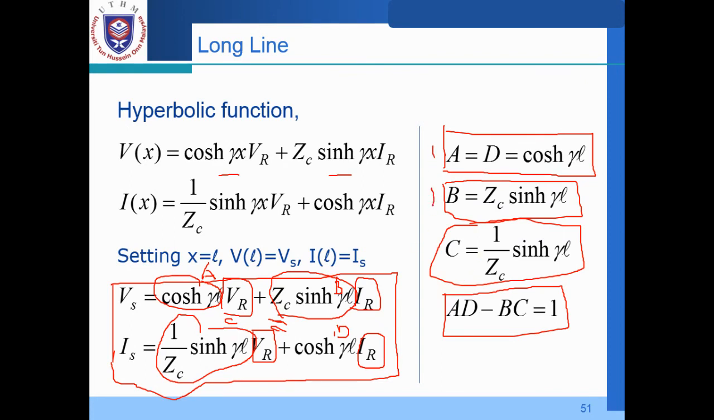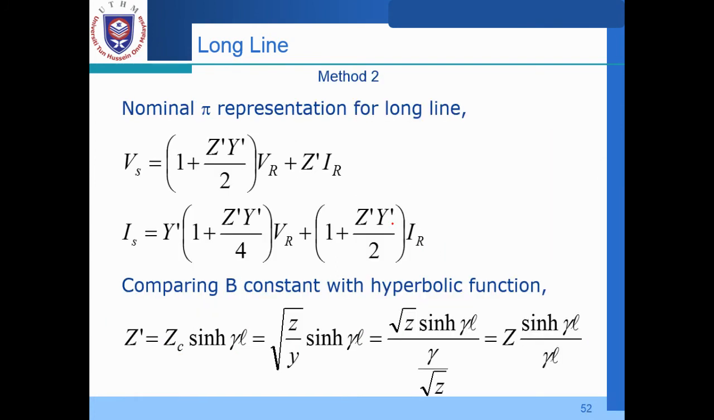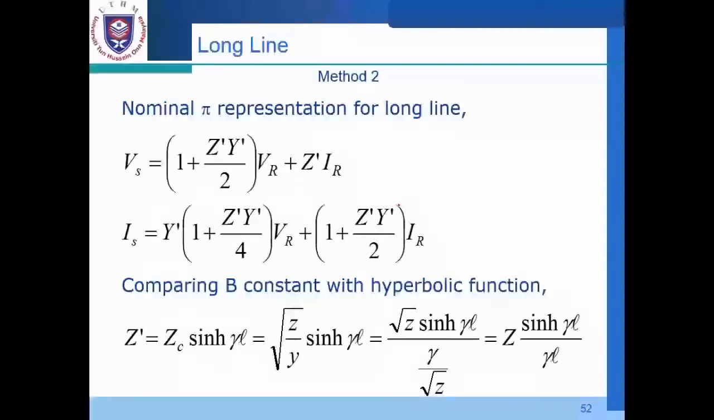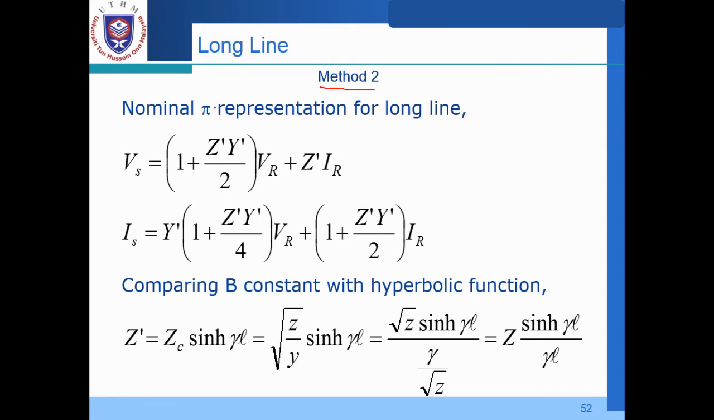So again, 1, 2, 3, 4 parameters that give benefits while solving the question. Or we may see from the second method. So we have the nominal pi representation for the long line. This is actually a standard derivation from the medium line. We have seen the VS in terms of VR, ZIR, but we do have the Z prime and Y prime. This is again what I told you, extended from the medium line.